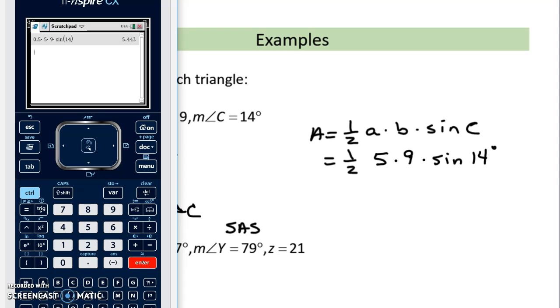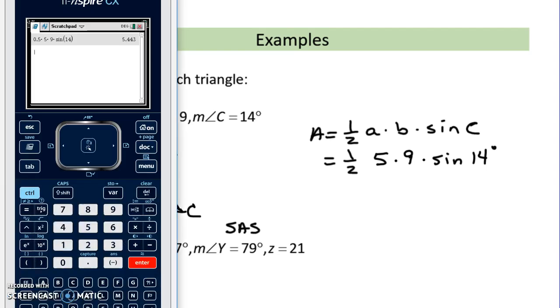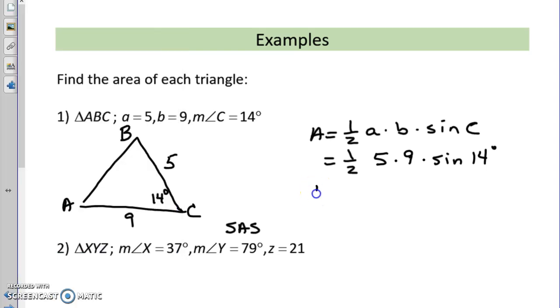If your calculator is set on fixed 3 for decimal places, it's going to round for us, and the area of the triangle is equal to 5.443 rounded to 3 decimal places.